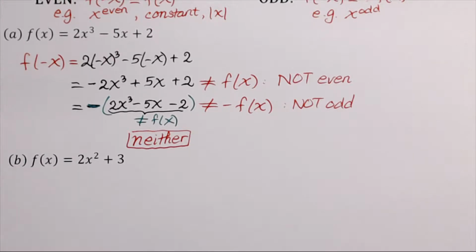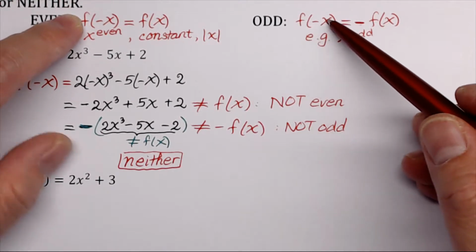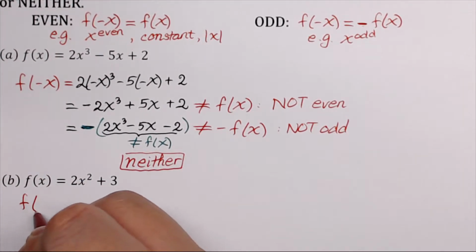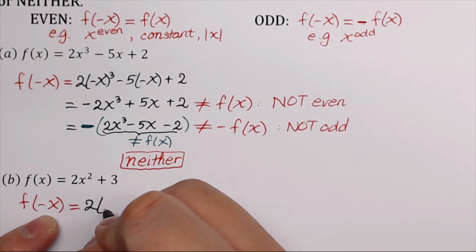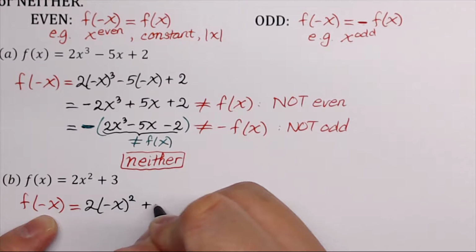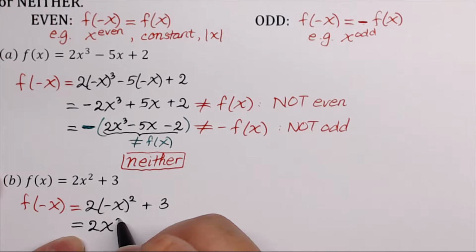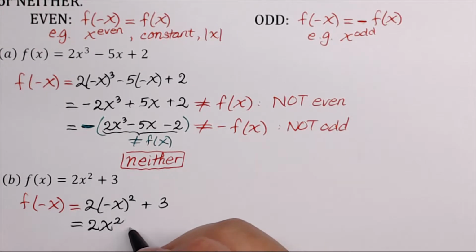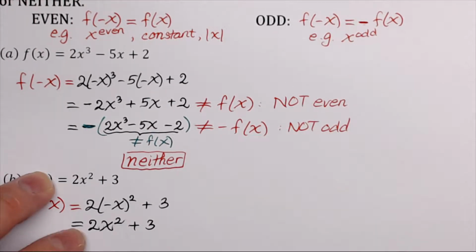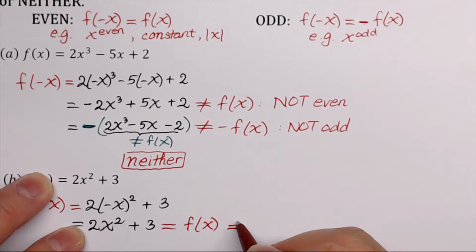Next, we have 2x squared plus 3. As always, whether it's odd or even, we start with f of negative x. We just need to replace x with negative x. So that would be 2x squared, because negative squared, two negative signs become positive, and then plus 3. Compared to the original function, it is exactly the same as the original function. So this one is even.